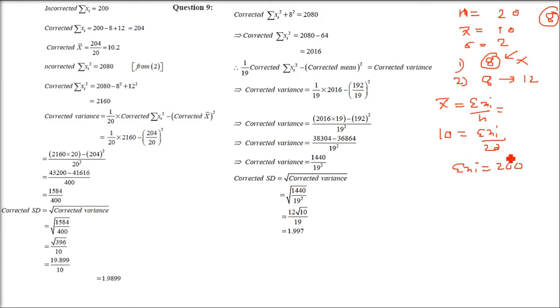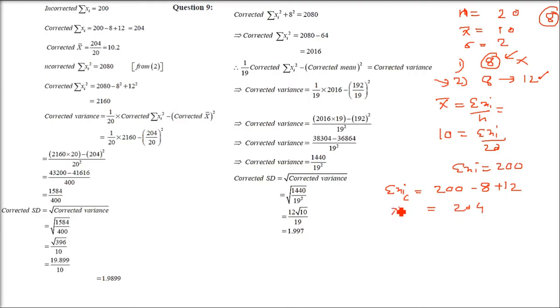Now what we'll do here? First we'll take the second part, if it is replaced by 12. Let us take the second part first. So sigma xi corrected will be what? 200. We will just remove 8 because 8 was the mistake, so we replace 8 and add 12. So 200 minus 8 plus 12, this will be 204.